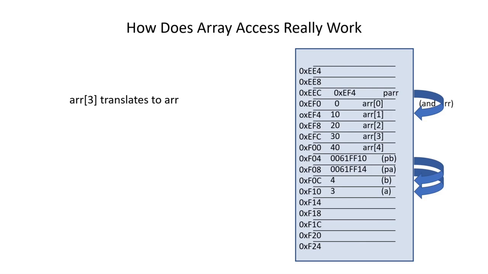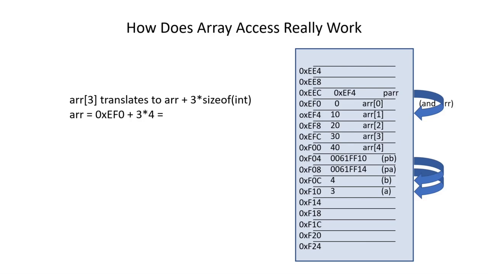That address is going to be offset by plus 3, because it's 3. But I also need to know the size of whatever these things are. 3 times size of int. All right, and that means that ARR3 is going to be equal to ARR, which is 0xEF0, plus 3 times 4. That's equal to 12 bytes plus EF0.